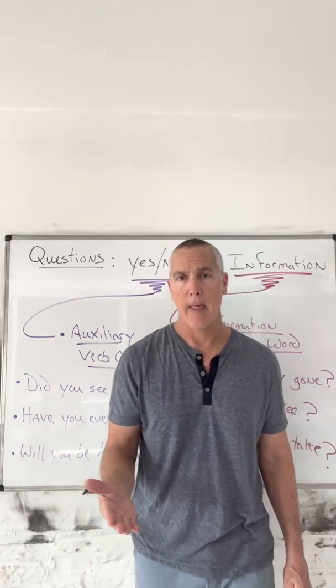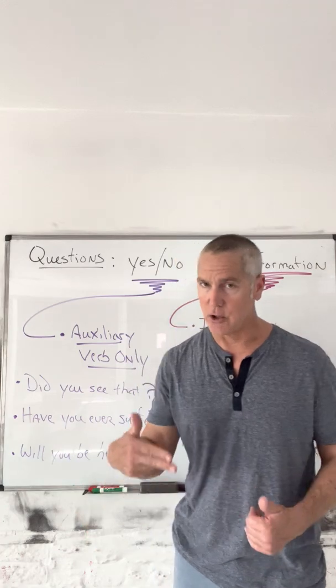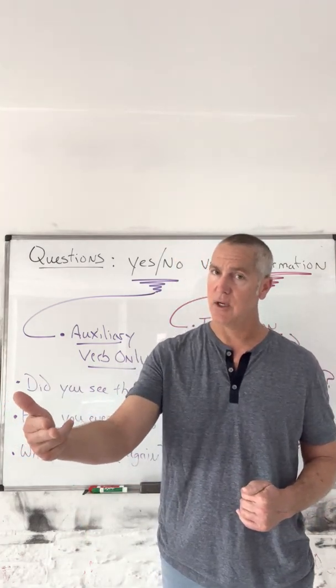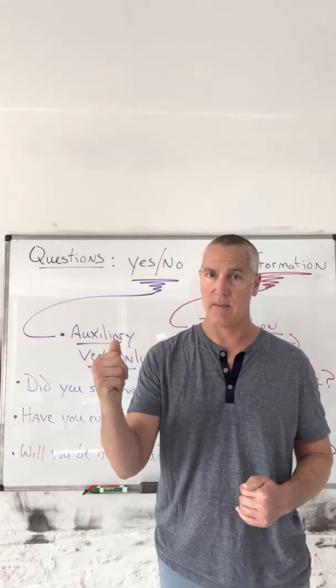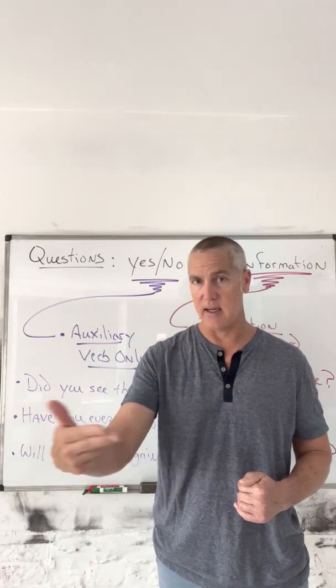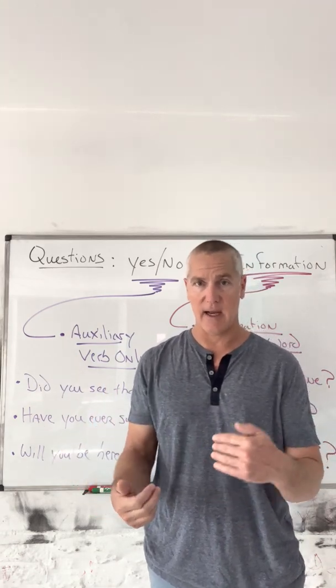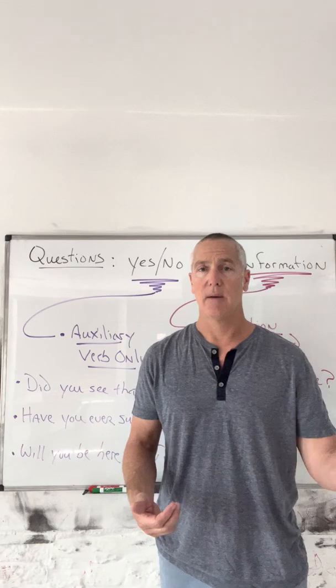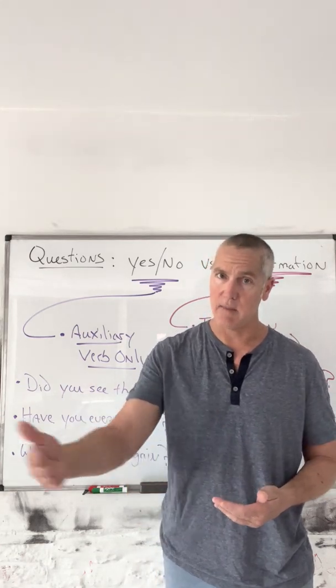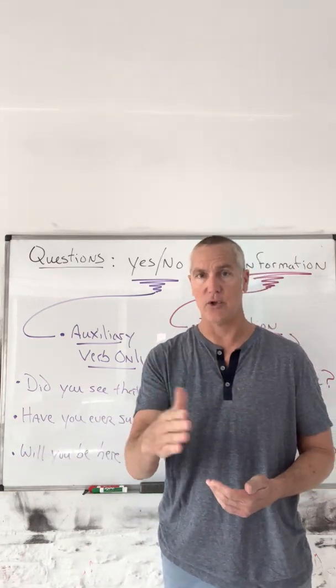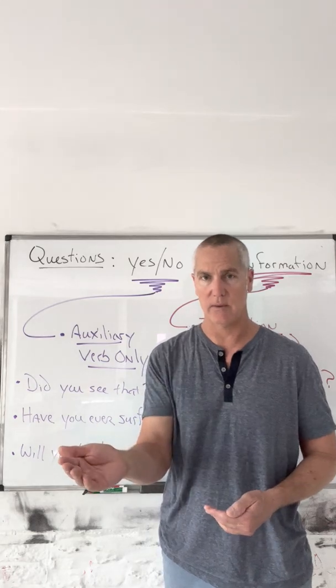For example, a non-count noun like sushi. Do you want some sushi? Yes, I want some. Would you like any sushi? Yes, I would like some sushi. But you cannot say, do you want some? Yes, I want. No. Do you? Yes, I do. No, I don't.